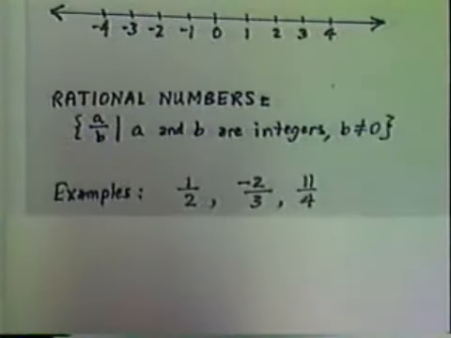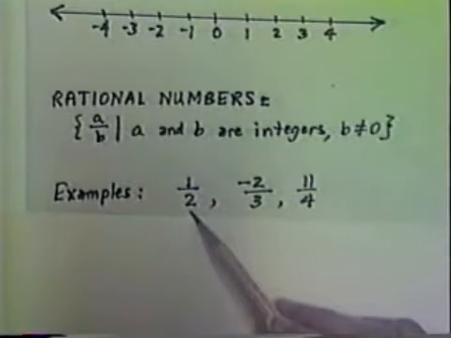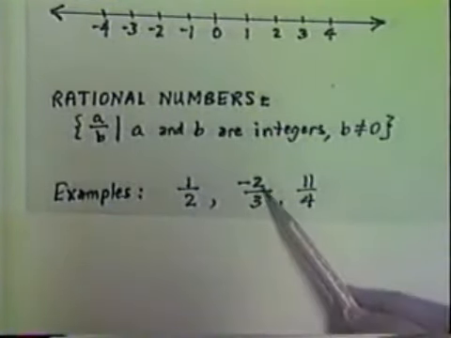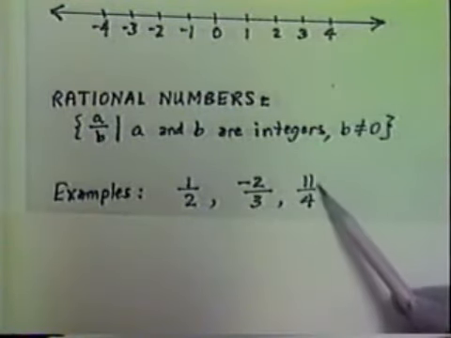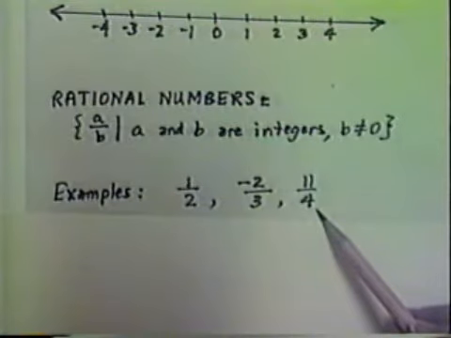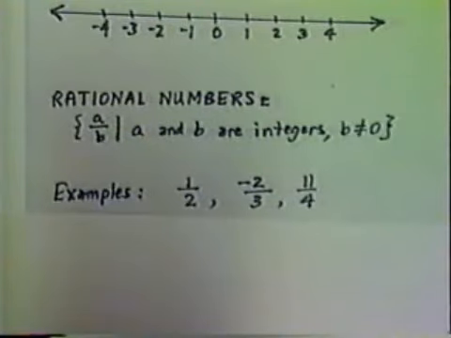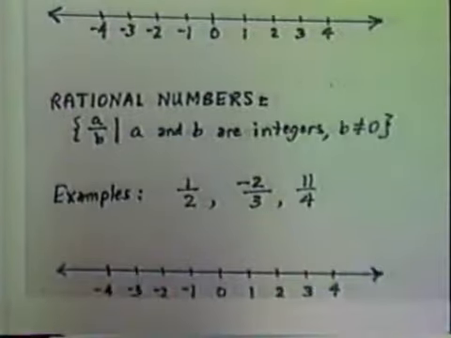For examples of the rational numbers, 1/2, integer divided by integer. Negative 2/3, integer divided by integer. 11/4, integer divided by integer. Anytime we have an integer divided by an integer, that gives us a rational number. Let's put these rational numbers on a number line.